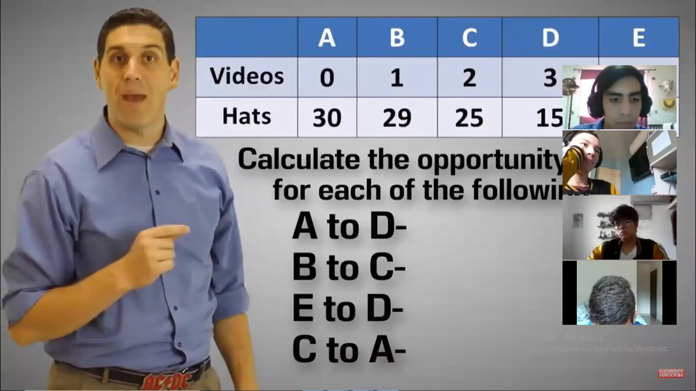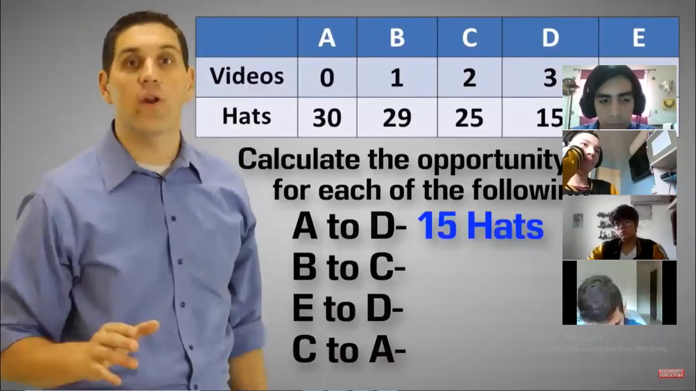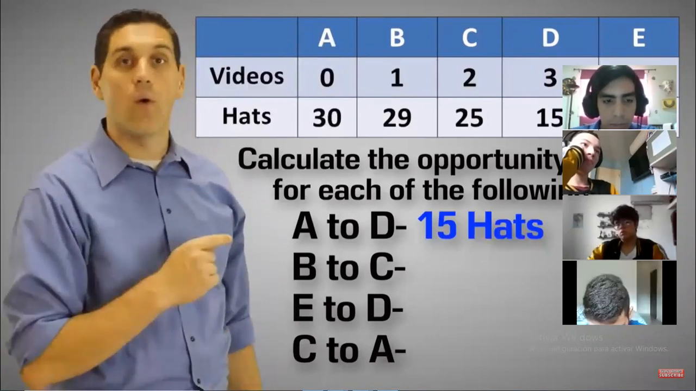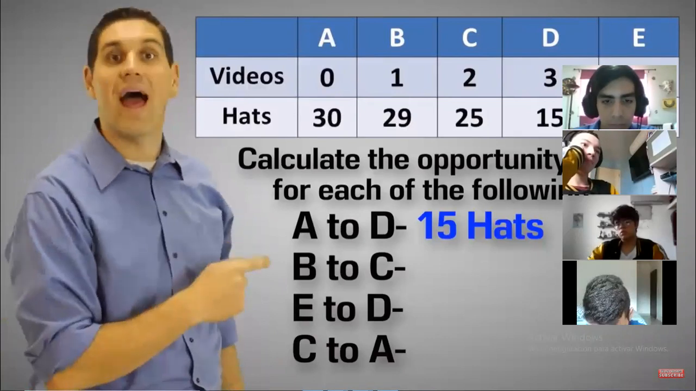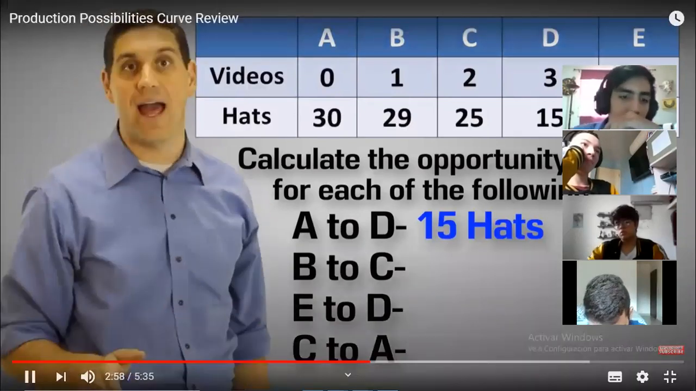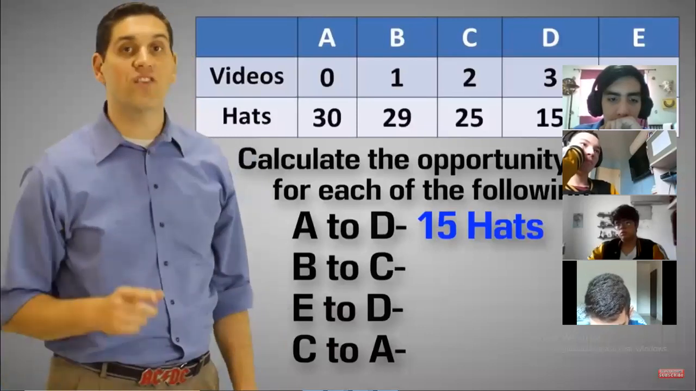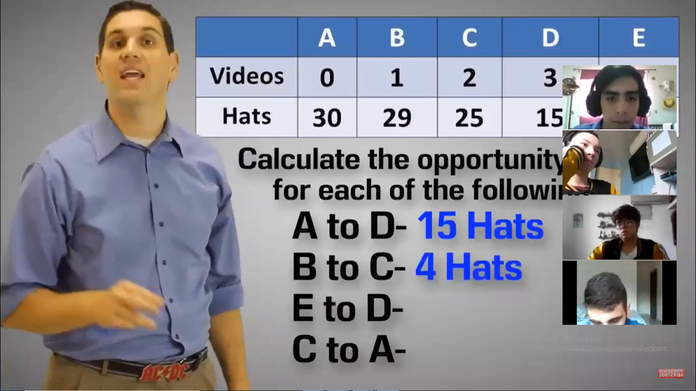The opportunity cost from A to D is 15 hats. Notice, from combination A, we're producing 0 videos and 30 hats. Now, when we go over here to D, we're going to have 3 videos and 15 hats. That means we lost 15 hats. That's the opportunity cost. The opportunity cost from combination B to C is 4 hats.